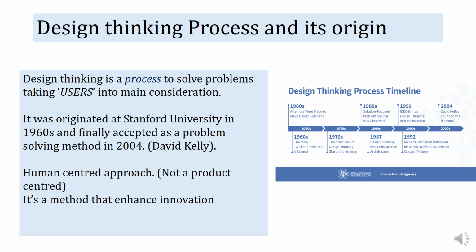So, as per definition, what is design thinking? Design thinking is a process to solve problems taking users into main consideration. When the problem solving starts from the user's perspective and ends at the user's perspective as well, we can say this is a human-centered approach and not a product-centered approach. That process is called design thinking. This process enhances the flow of innovation and the user's acceptability of a new product. Now let's see how it works.